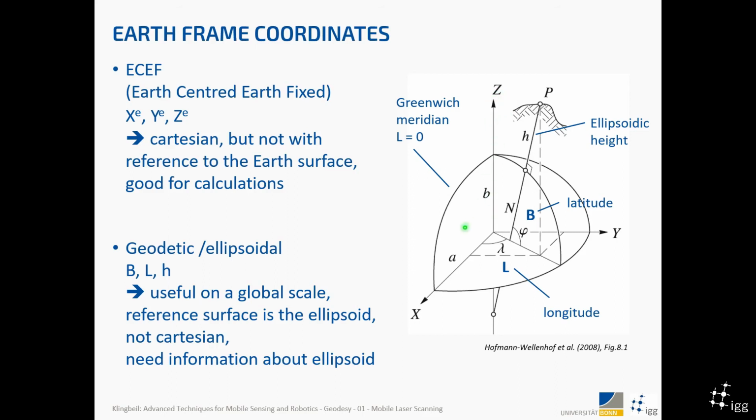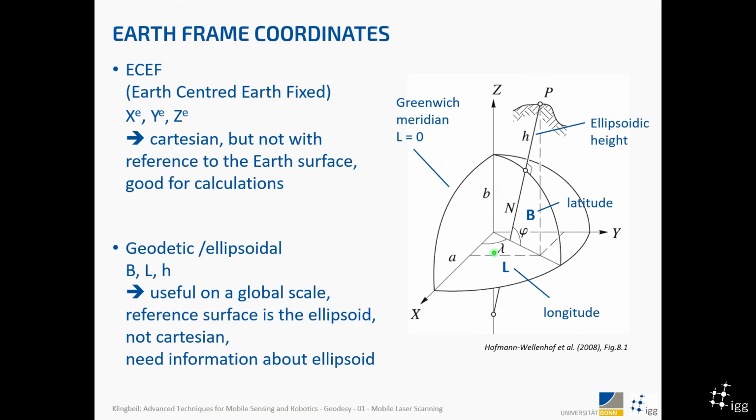The rotational axis is the z-axis, and as I said before, the x-axis is going through the Greenwich meridian. The y-axis is here, right, in the equatorial plane. So this is the Earth-centered, Earth-fixed coordinate system, and it has Cartesian coordinates. The nice thing is it's good to calculate with this, right? It's always good to calculate with metric coordinate systems. It's all in meters and everything. But there is no reference to the Earth's surface, right?